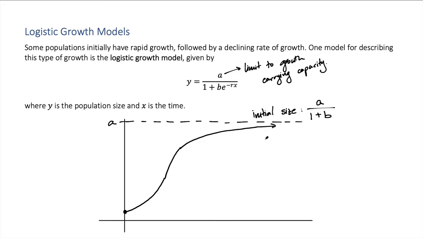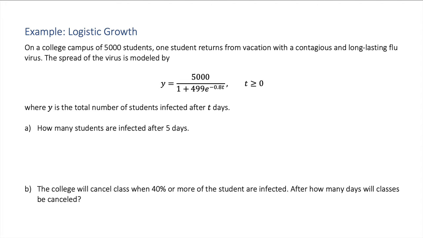Let's look at an example. On a college campus of 5,000 students, one student returns from vacation with a contagious and long-lasting flu virus. The spread of the virus is modeled by this. And actually, there's a typo here. I apologize for that. This should be 4,999. So I missed a 9 in here. I'm going to go ahead and write that out. 4,999. Okay.